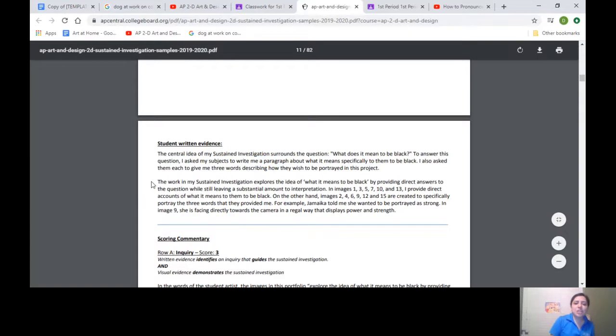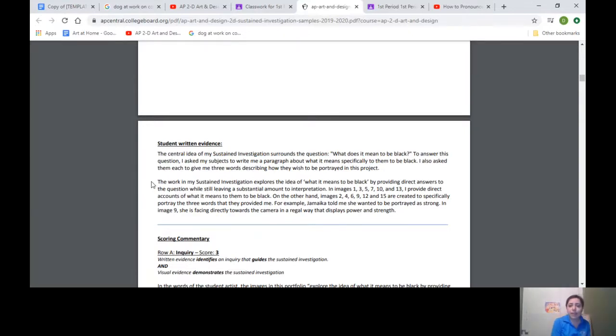The work of my sustained investigation explores the idea of what it means to be Black by providing direct answers to the question while still leaving a substantial amount to interpretation in images. And look what the student is doing. They're actually putting the images that show their evidence. Don't forget, their evidence of where it is that they showed practice, experimentation, revision, all with their written statement. So once again, if you want, you can label your art pieces that you feel were the ones that provided the information that you need for those questions.